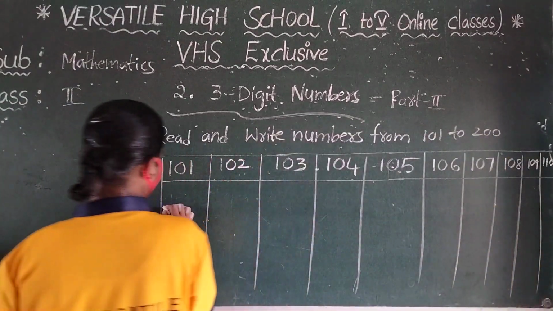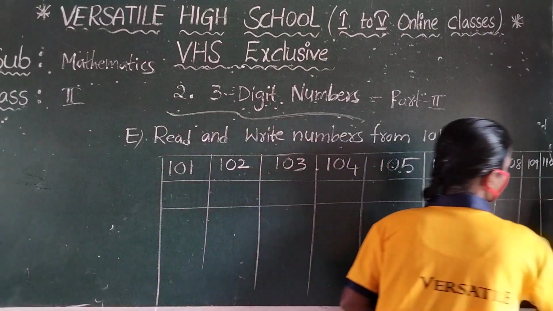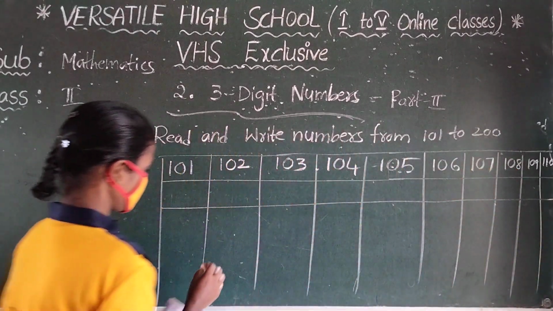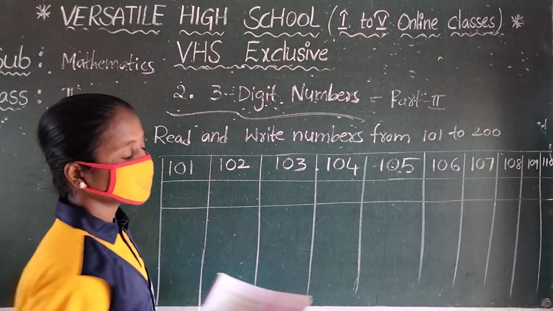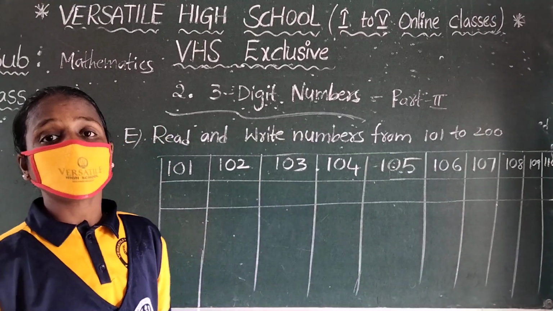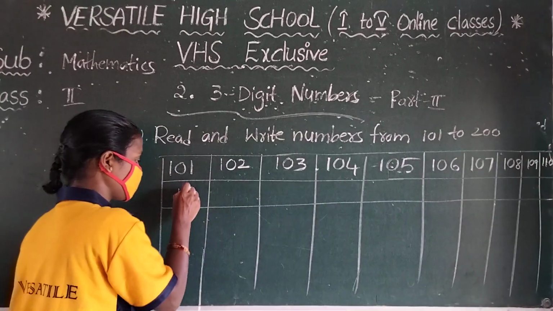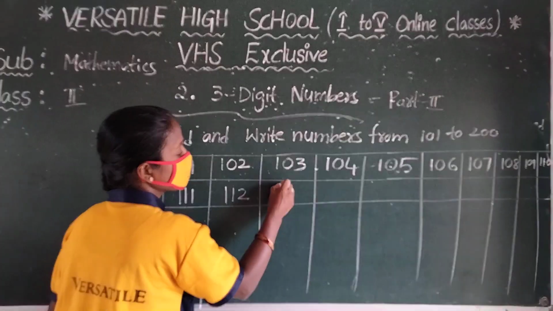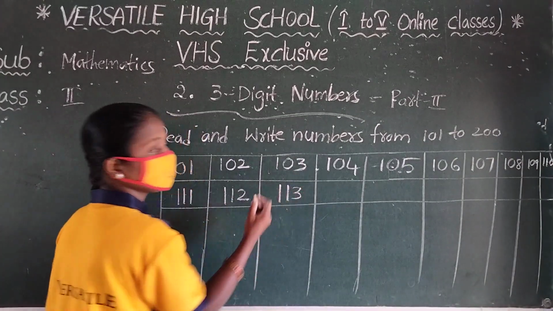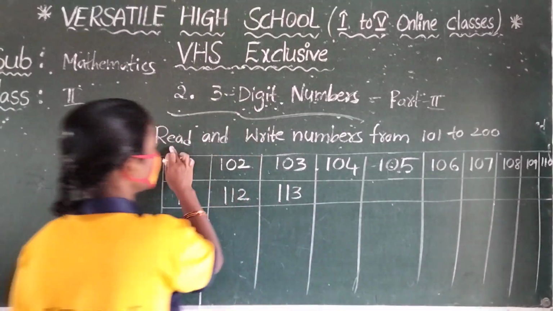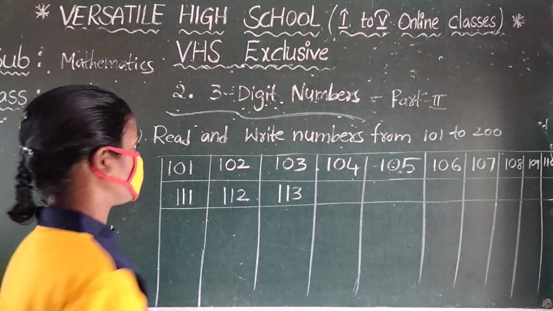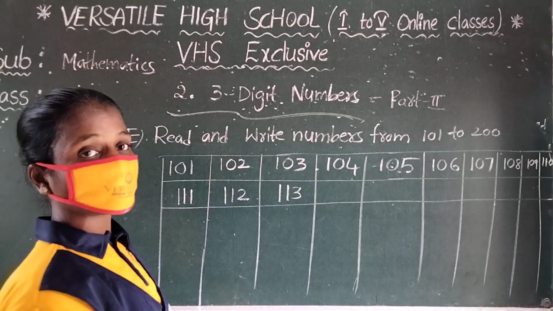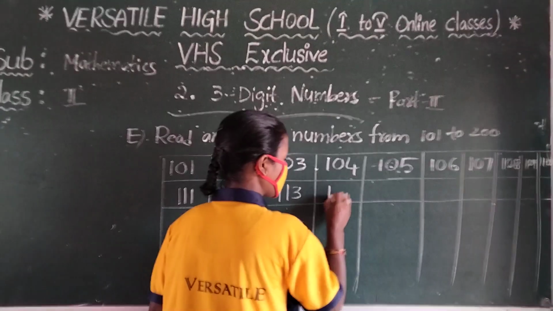See this second one. What do you write in that second box? See, children. After 110, what do you write? 111. Next, 112, 113. Read and write is what the question is asking. So numbers from 101 to 200.